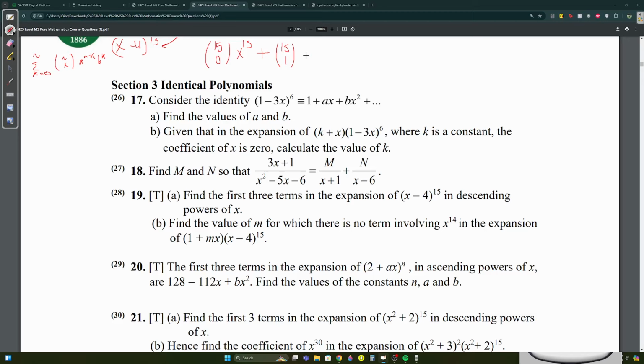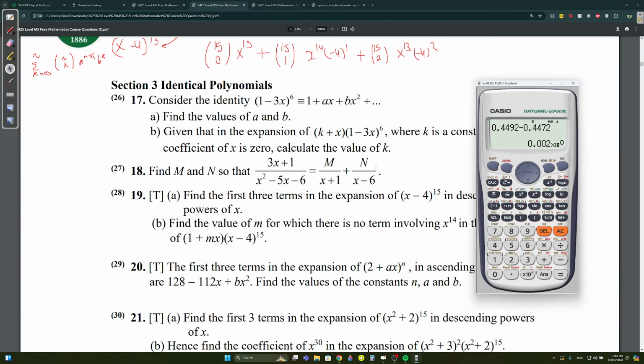Okay, 15c1, x to the power of 14, because 15 minus 1, and then minus 4 to the power of 1, plus they want three terms, so this is going to be the last one. X to the power of 13 minus 4 squared. Okay, we're going to put this in a calculator.